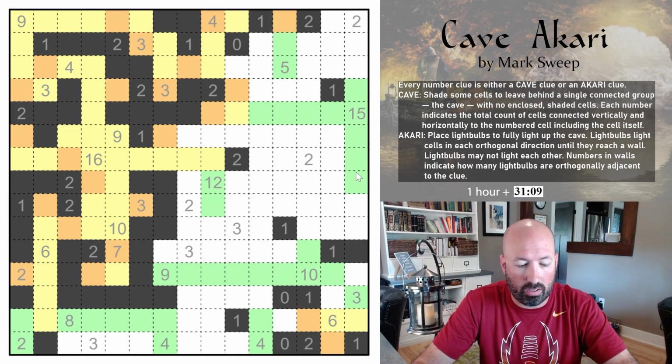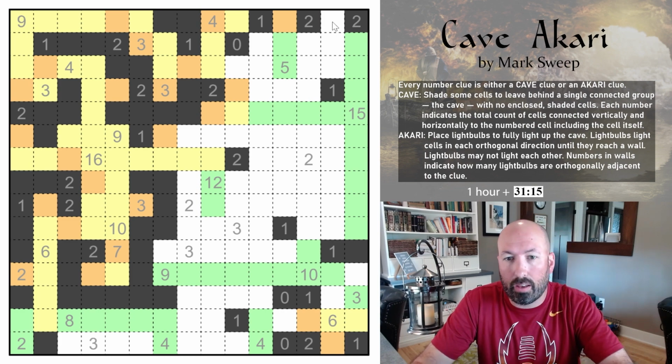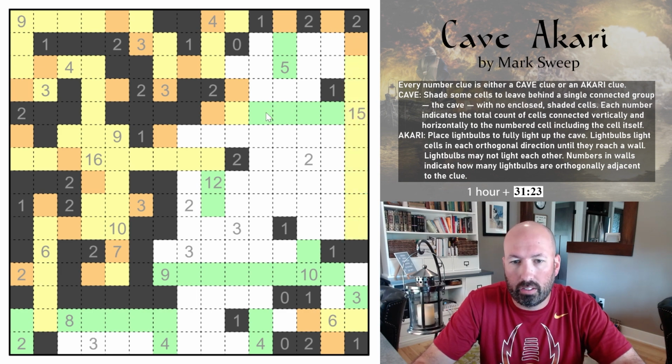So 15, it has to use all of its remaining cells here to get the 15, which gives us a wall up there. And that means you have to have the lights right there for the 2, which also finishes off this 2. But that lights up all of these. We can also light up those from this light.